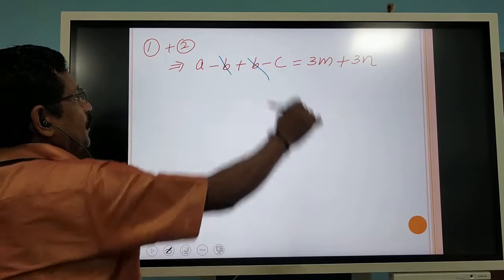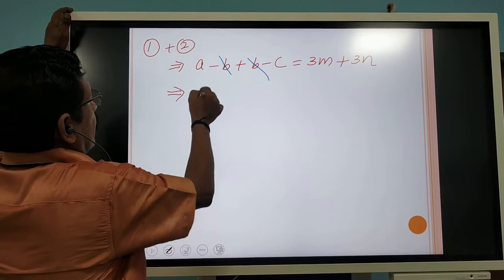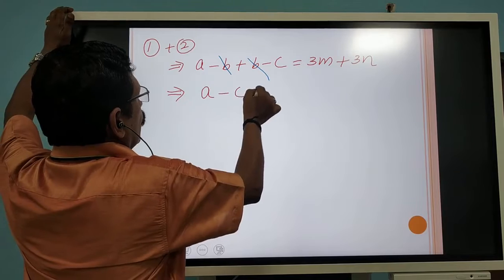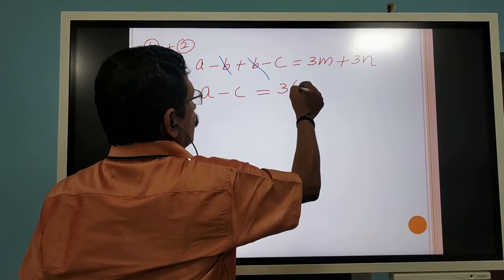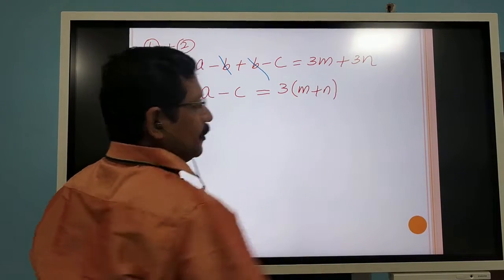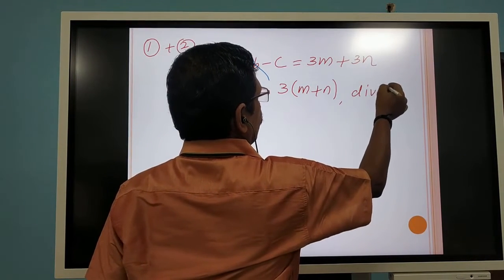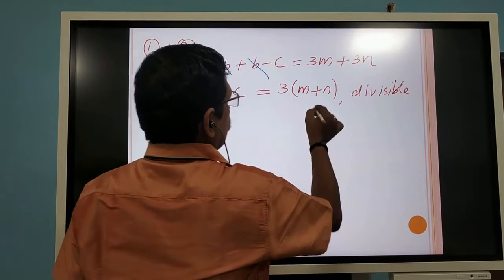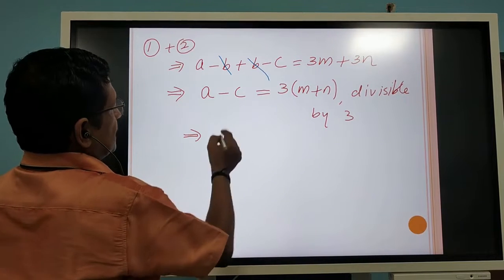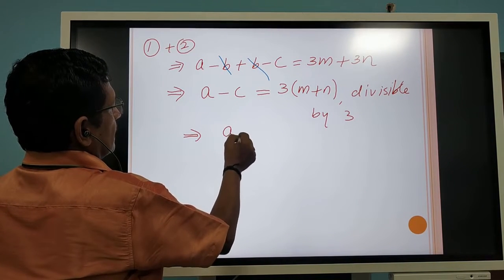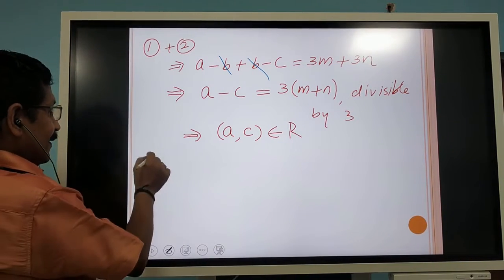Now minus 3 and plus 3. So we have A minus C is equal to, now let us take 3 outside as a common factor, so 3 into m plus n. 3 into m plus n means it is a multiple of 3, therefore divisible by 3. This implies A minus C is divisible by 3, which means the ordered pair AC, that is A is related to C. That is what we get.